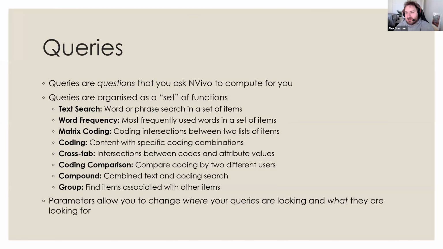There are a whole bunch of queries in NVivo, and I'm not going to teach you all of them because I don't think all of them are worth teaching in a general session. They are a set of functions. They're basically questions that you're going to ask NVivo to return certain results to you. So we're going to start off by looking at word frequency, but there's also things like text search, matrix coding, a normal coding one, crosstab, coding comparison, compound, group, so many. And they all do slightly different things. The coding comparison one is great if you're thinking about doing an intercoder reliability test.